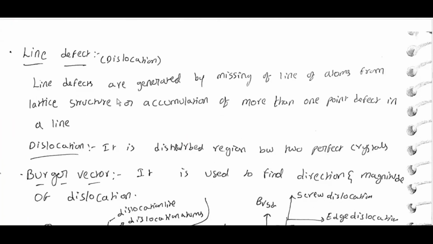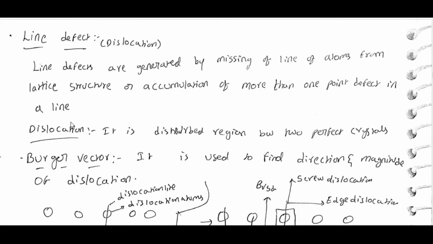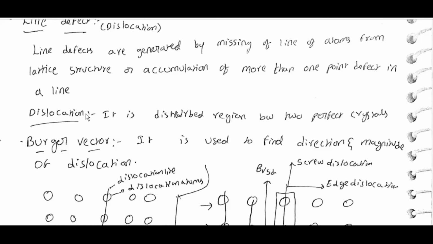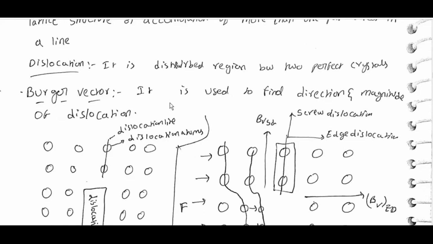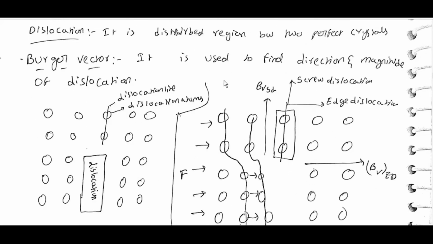Line defect, dislocation. Line defects are generated by a missing line of atoms from the lattice structure, or by accumulation of more than one point defect in a line. Dislocation is a disturbed region between two perfect crystals. Burgers vector is used to find the direction and magnitude of dislocation.